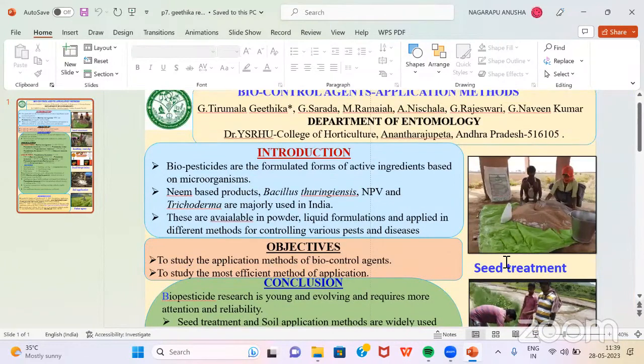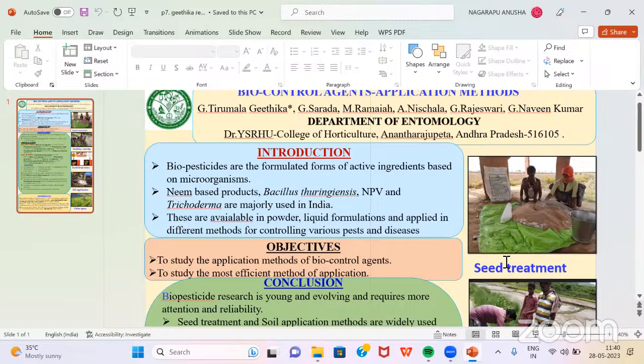Coming to biopesticides, these are derived from microorganisms or natural products that control pests through different mechanisms of action. Generally in India, neem-based products like neem seed kernel extract, neem oils, and microbes like Bacillus thuringiensis, NPV, and Trichoderma are widely used. These are available in both powder and liquid formulations. Powder formulations are developed by mixing a binder, a dispersant, and a wetting agent. Liquid formulations are water emulsions or oil emulsions. Liquid formulations are mostly preferred because they have high cell count and a prolonged shelf life of over a year.